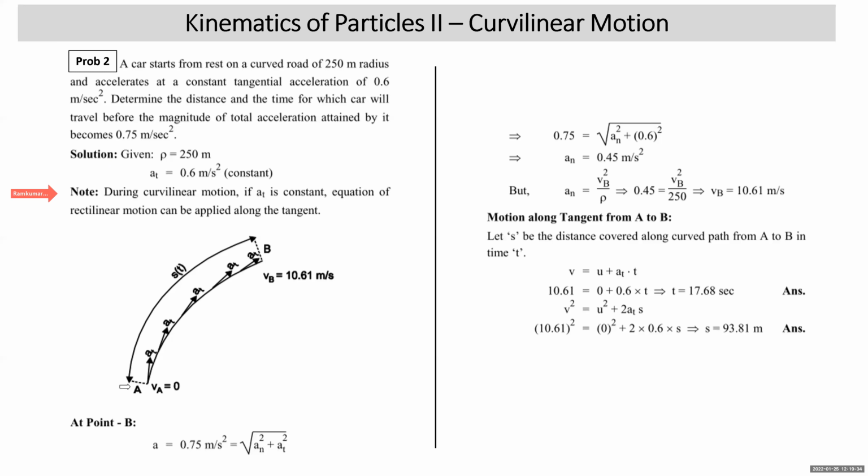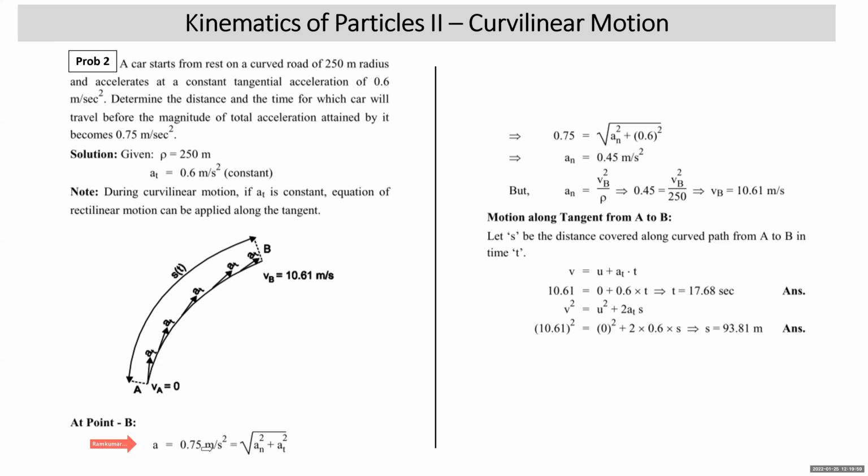Now, in this problem, this car starts from rest at A. So velocity at A is 0. At point B, its velocity is 10.61. How do you arrive at the velocity at B? At point B, total acceleration is given, 0.75. You are given AT. Can I find AN or not?